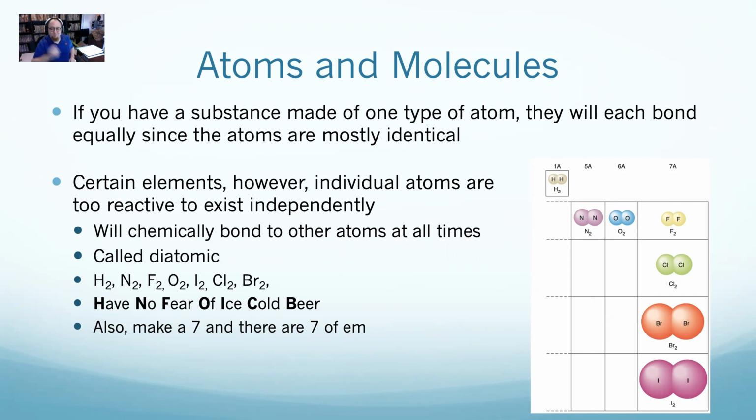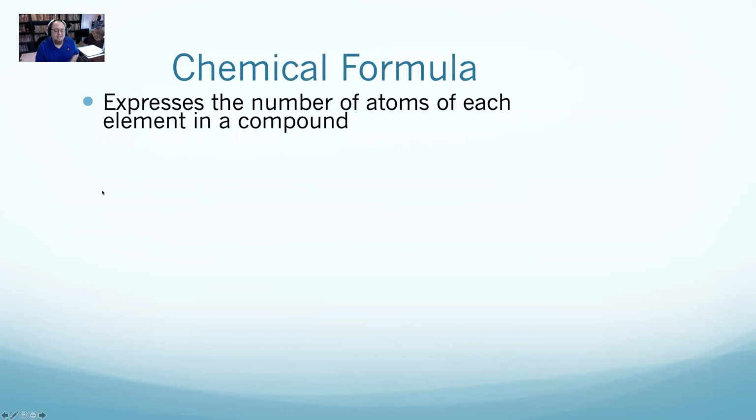Now, when you look at these, I say these diatomic, they exist bonded to themselves. So N2 is 2 nitrogens bonded together, which is a good time to talk about what an actual compound is. A compound, as I said before, is multiple atoms of different types or the same type bonded together. And for a compound we can write the chemical formula. The chemical formula just expresses the atoms of each element in a compound and says how they bond together.